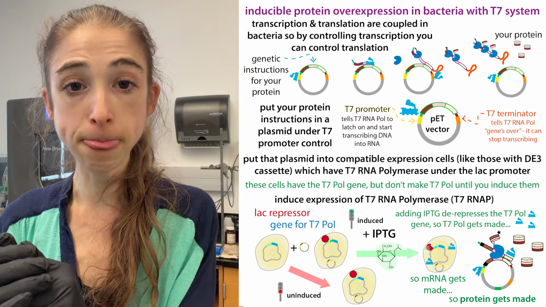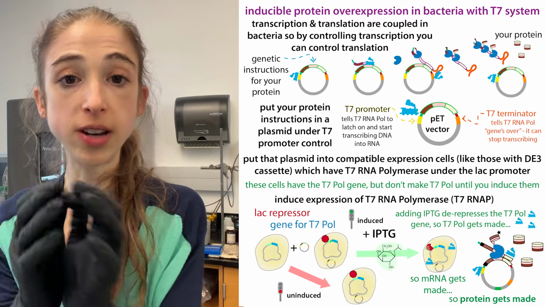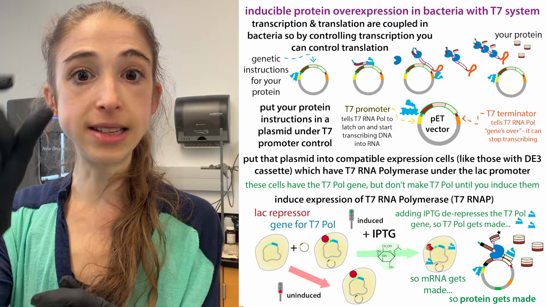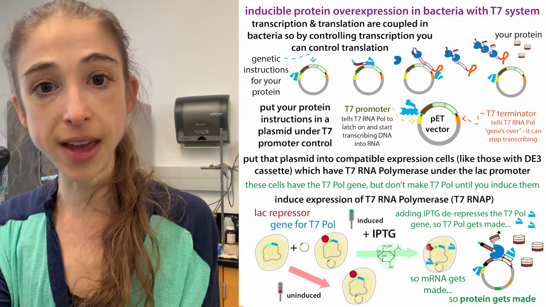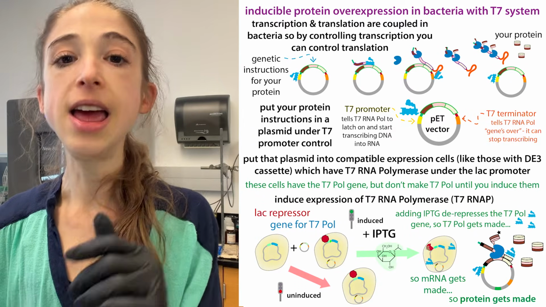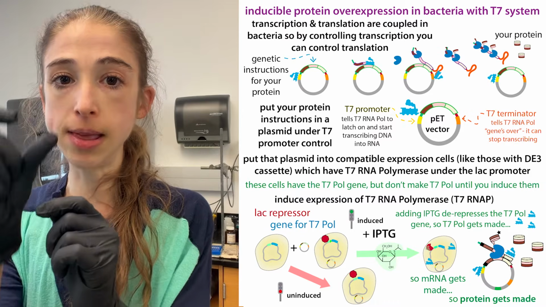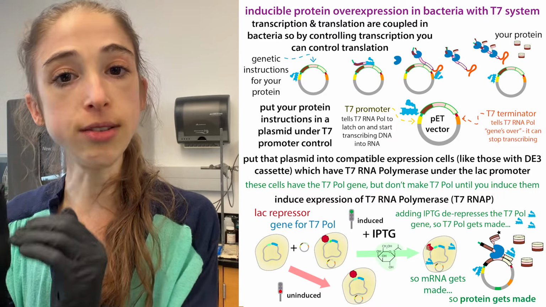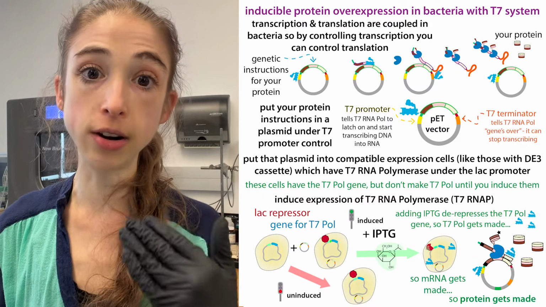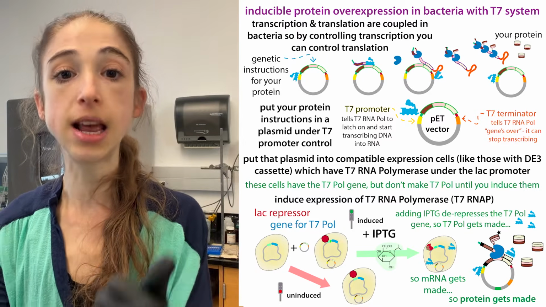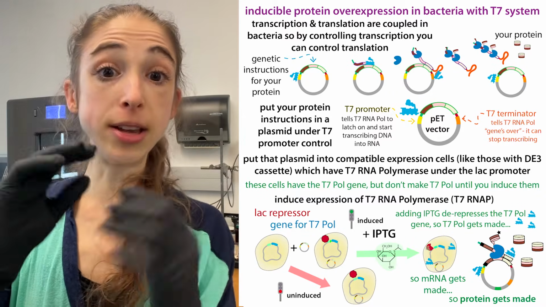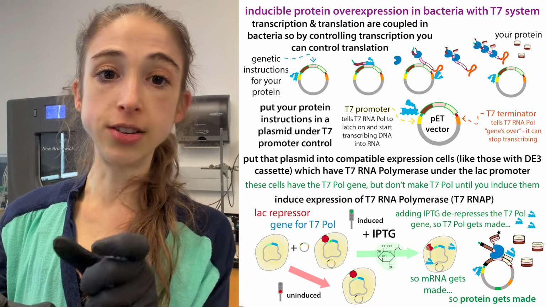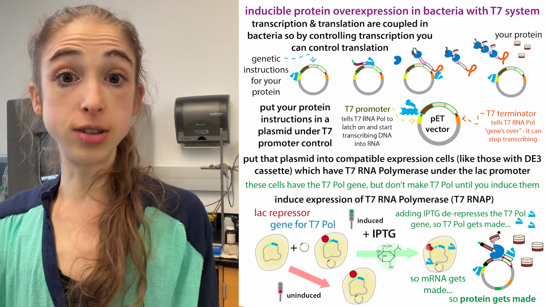The bacterial strain BL21 DE3, that DE3 part is for this DE3 lysogen. Basically, the T7 RNA polymerase is from the T7 phage, which is a virus that infects bacteria. And basically the machinery for the RNA polymerase is in these strains of bacteria that are labeled DE3. And so those DE3 strains of bacteria will actually make the T7 RNA polymerase under these inducible conditions. And that's going to then allow you to make your protein under the T7 promoter under these inducible conditions.